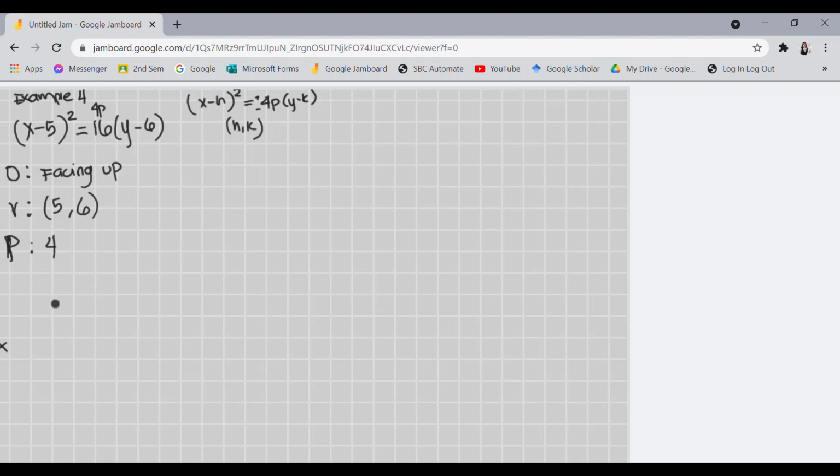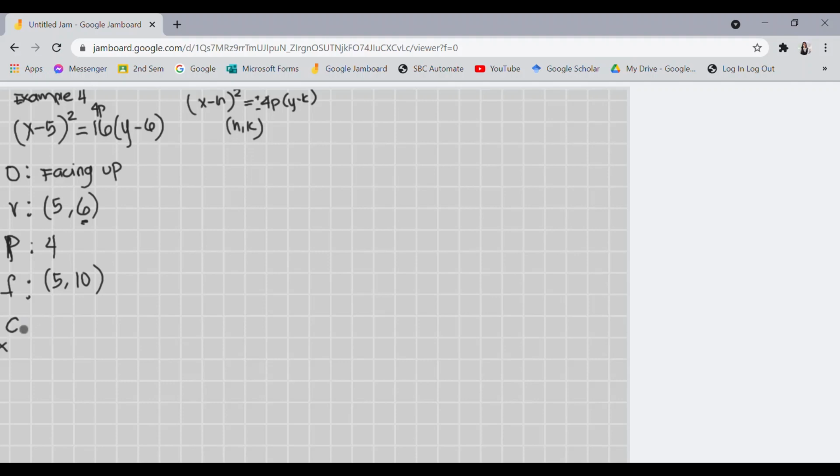Okay? And then after getting the coordinate of the vertex and knowing the value of p, we can now solve for the coordinate of the focus. From (5, 6), you are moving up. When moving up, the y coordinate, or the 6, is what changes. Since we are moving up by 4 units, we just add 4 to the 6. We now get the coordinate of the focus as (5, 6 plus 4), which is equal to 10. So the focus is now (5, 10).